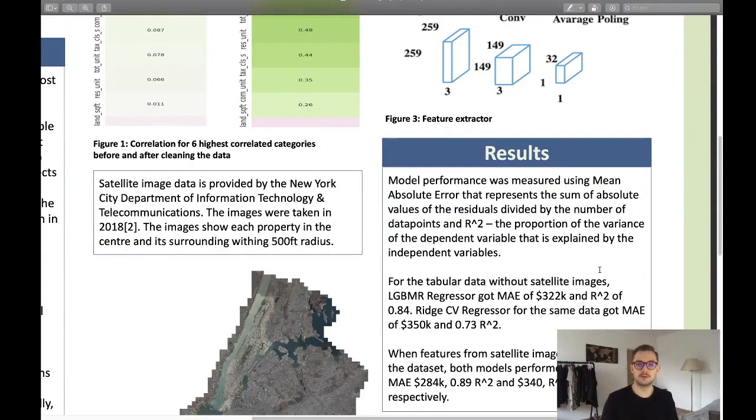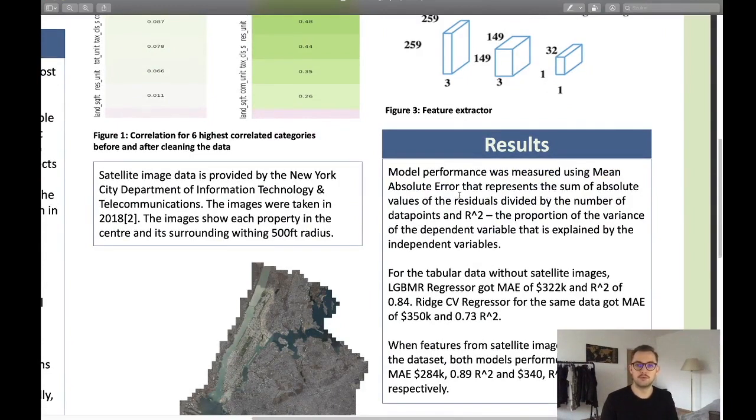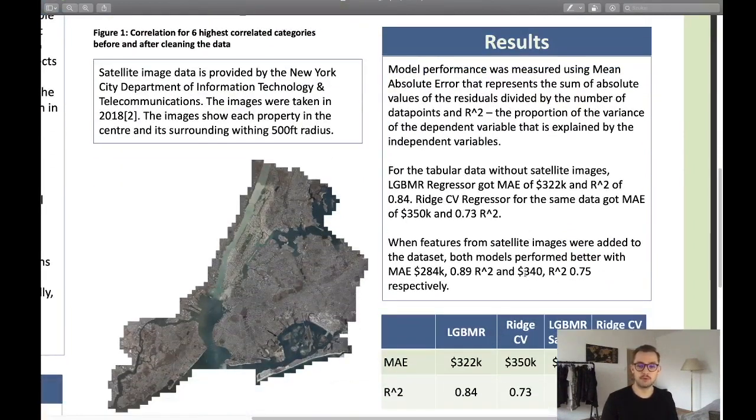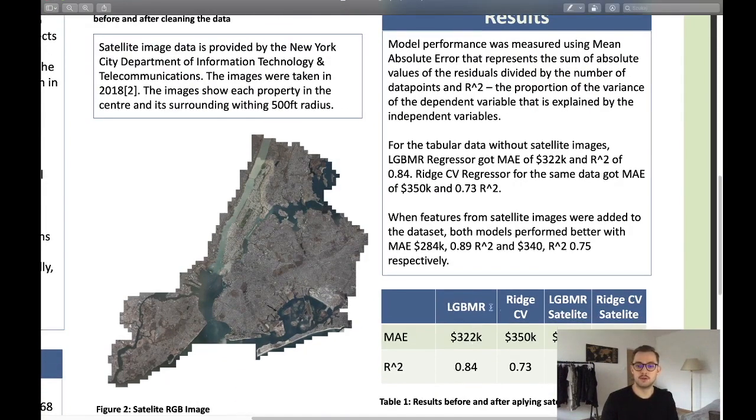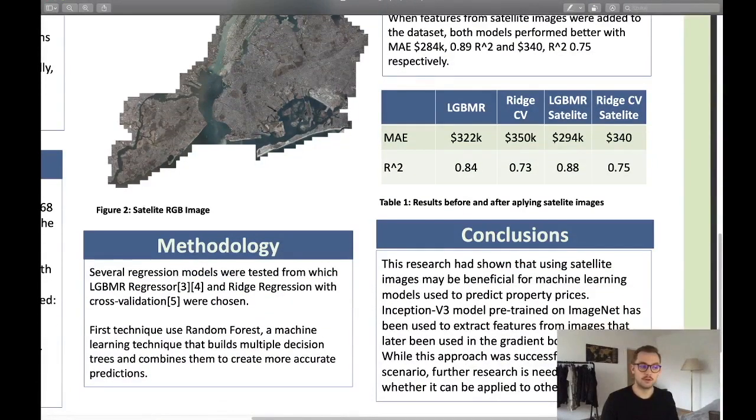So to check the results, 2 metrics have been chosen: mean absolute error and R-square. For both models, it had been shown that the visual features had improved the model, and the best model was LGBM with a mean absolute error of 302K and R-square of 0.84, and it had been better with satellite images, with 294K mean absolute error and 0.88 R-square. And in conclusion, in this particular model, it had been shown to increase the prediction using the visual features. However, more tests need to be taken to prove this to be true.